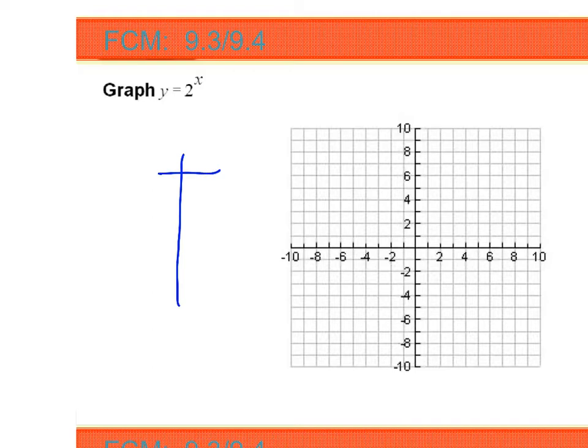You can make a table, x, y. So negative 2, negative 1, 0, 1, and 2. Those are our typical points that we plug into a table. And then we just plug them in for x. So the y value is found by taking 2 and raising it to the power of whatever x is.